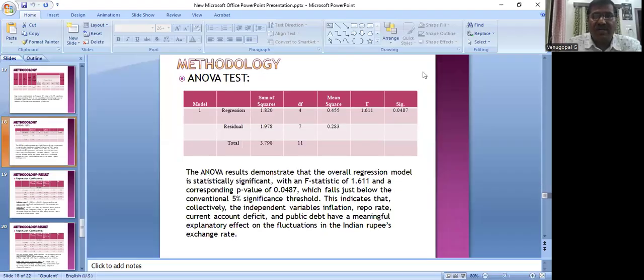The ANOVA test we conducted demonstrates that the overall regression model is statistically significant, with an F statistic of 1.611 and a corresponding p-value of 0.0487, which is just below the 5% significance threshold, indicating that inflation, repo rate, current account deficit, and public debt have a meaningful effect on the fluctuations of the Indian rupee's exchange rate.